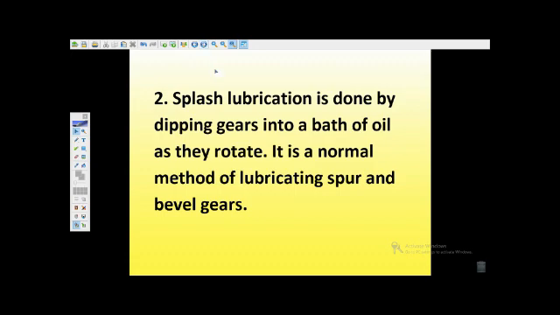Splash lubrication. Splash lubrication is done by dipping gears into a bed of oil as they rotate. It is a normal method of lubricating spur and bevel gears. When we studied types of gears in our normal lessons, almost two periods before now, we studied spur and bevel gears. So this splash lubrication is done by dipping gears into a bed of oil as they rotate.